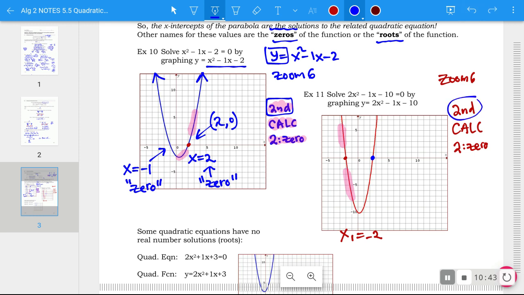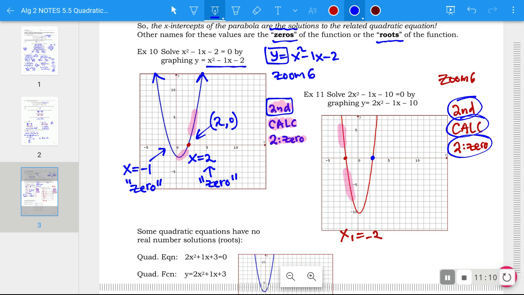Okay, so second, calc, choice 2. It should say left bound. You're going to type a 1 and an enter. And now it'll ask for a right bound. You're going to say 5 and enter. And then when it says guess, hit enter once more.